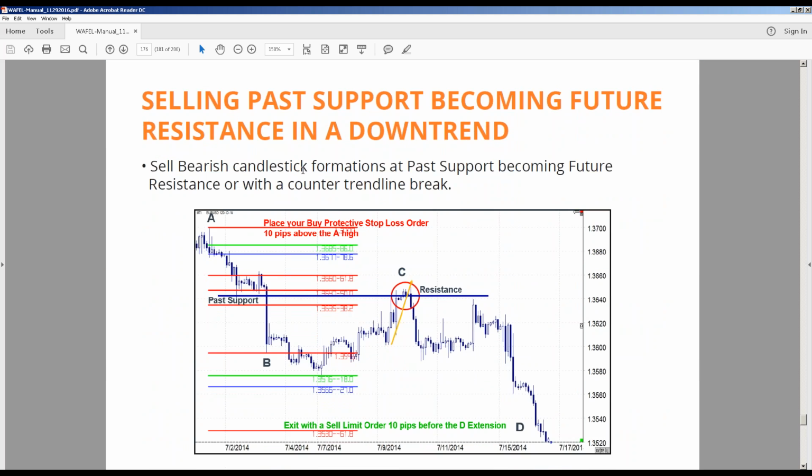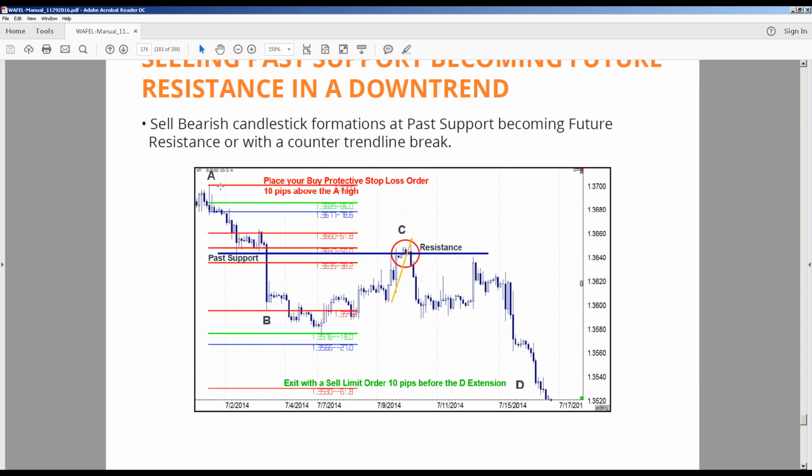Here's an example of selling past support becoming future resistance in a downtrend. Sell bearish candlestick formations at past support becoming future resistance or with a counter trend line break. So there we have a down AB boundary, and the market retraced inside the AB boundary, bounced at past support becoming future resistance, and there we had a bearish candlestick formation, and combine that with a counter trend line break. You can then look for a sell all the way to the D extension. Place your stop above the A and target 10 pips before the market hits the D extension.